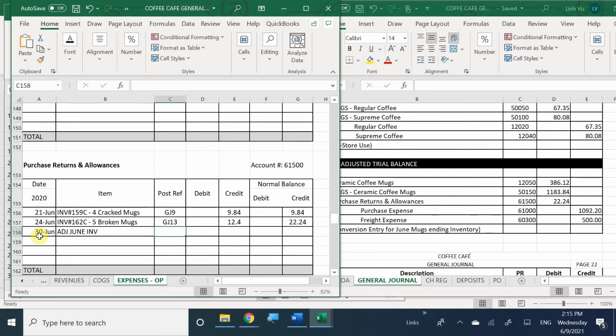General Journal 21. And this time it's going to be the debit for 22-24. So that brings our running total to 0. Yes. Zeros it out.